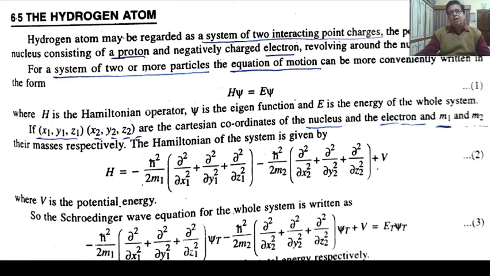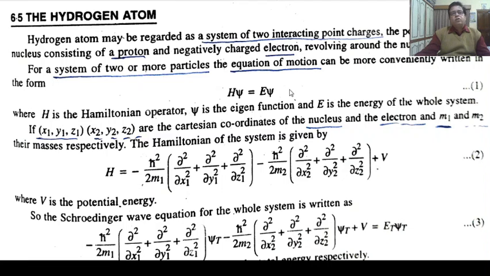Today we are trying to understand the hydrogen atom problem using the Schrodinger equation. In the last few lectures, we tried to understand spherically symmetric potential problems and the rigid rotator. The solutions of these two problems are also used in the hydrogen atom. Okay, now let us start.